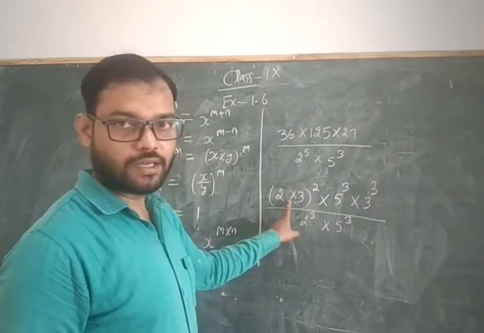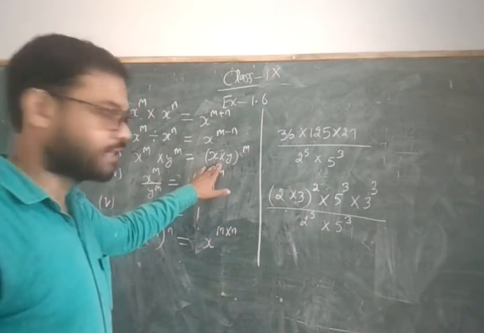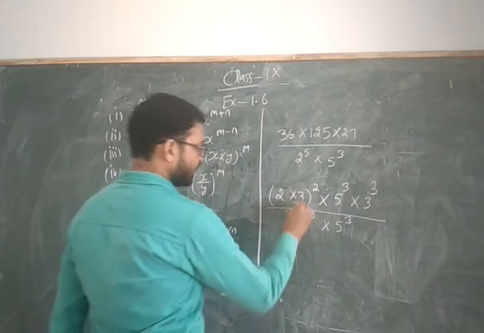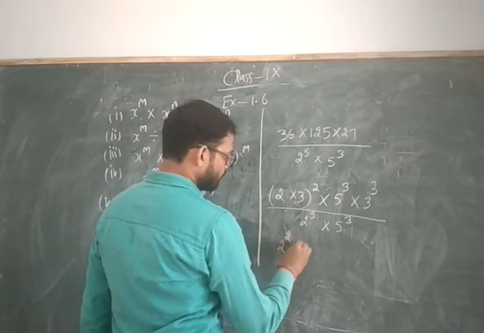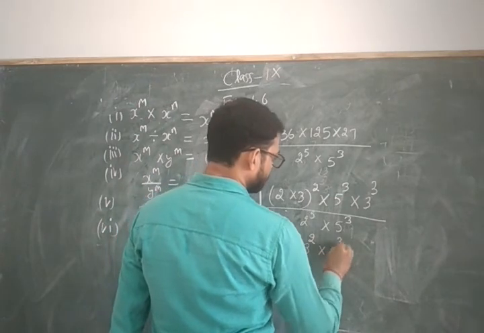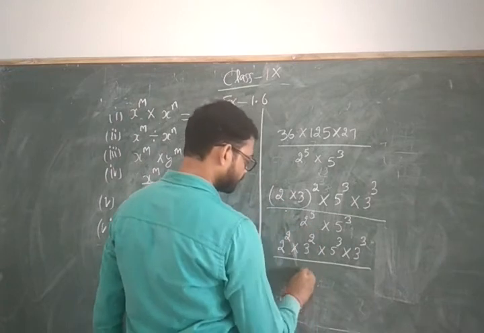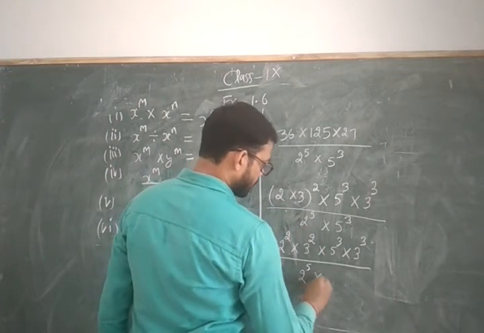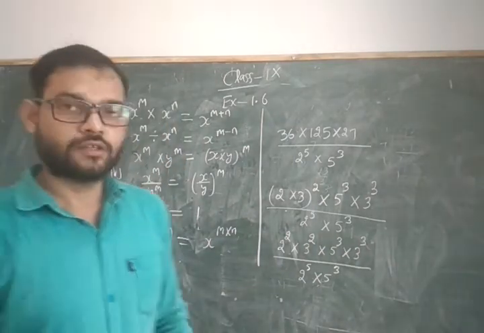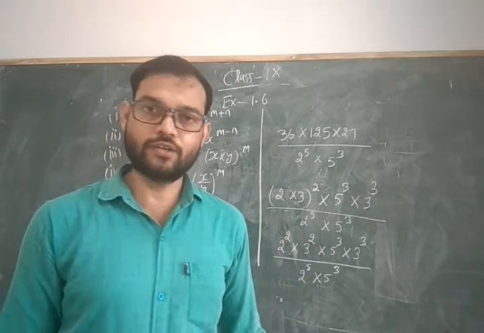Now in this one you can see we can apply the identity. Meaning the right side is given, from the right you will make the left. So you can write it as 2 raised to power 2 into 3 raised to power 2 multiply 5 raised to power 3 into 3 raised to power 3 upon 2 raised to power 5 into 5 raised to power 3. Now choose the similar ways and solve them according to the laws.